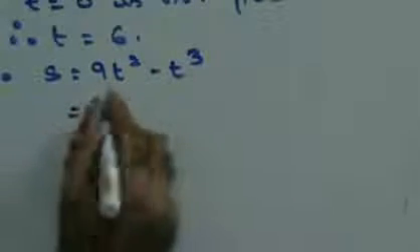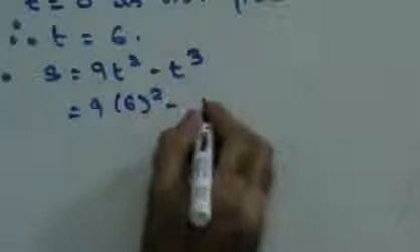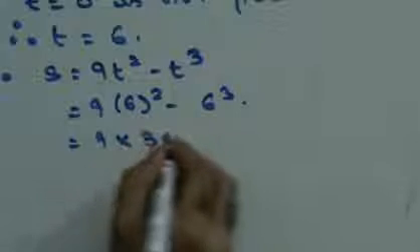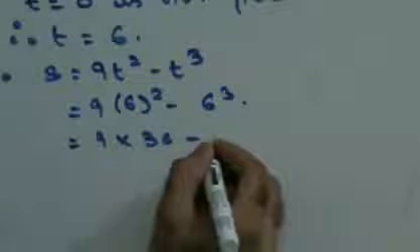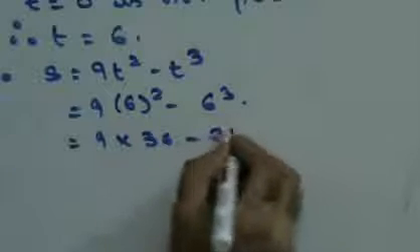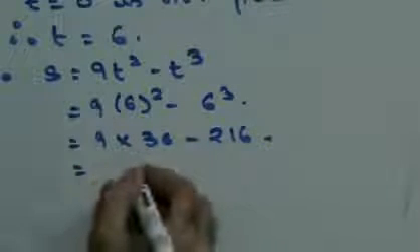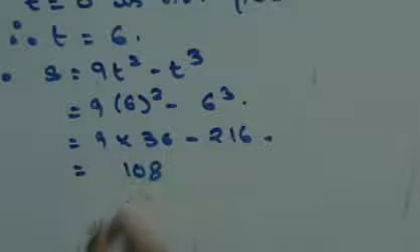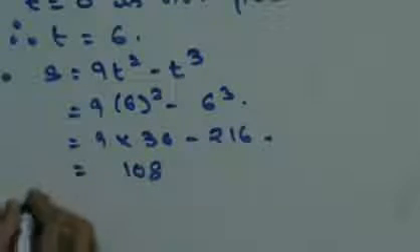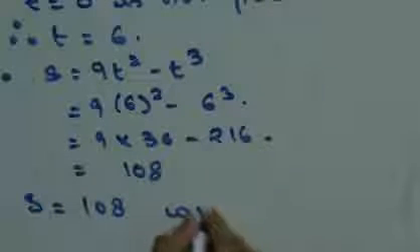Wait, this should be the displacement. Velocity is 0, and displacement is 9t square minus t cube. So 9 times 6 square minus 6 cube. So this is 9 times 36 minus 216. So when you solve this, you should get this answer as 108. So the displacement is 108 when velocity is 0.